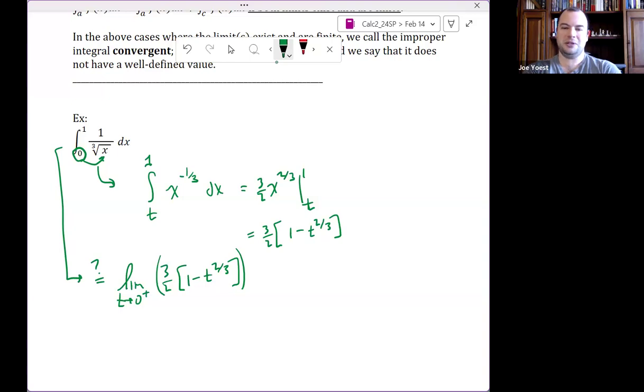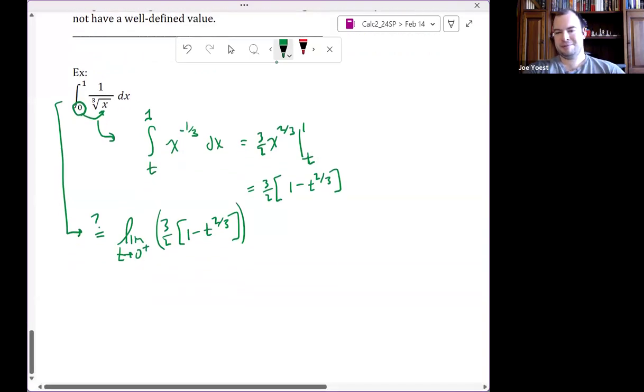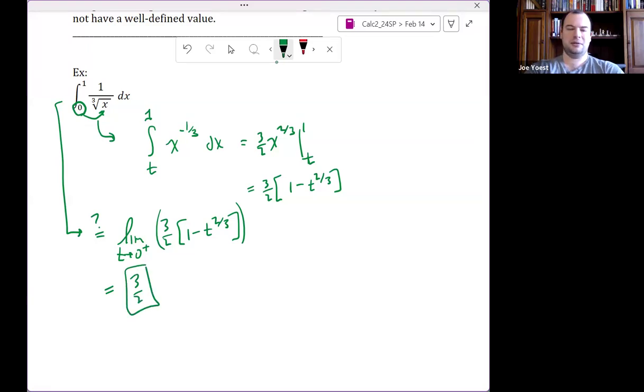of 3/2 times 1 minus t to the 2/3. Well, this is just a power function. I can just plug my 0 in. 1 minus 0 is 1. I get 3/2. So this integral does converge, and it converges to 3/2. And I suppose I can get rid of my question mark here now because I've shown that that does work.